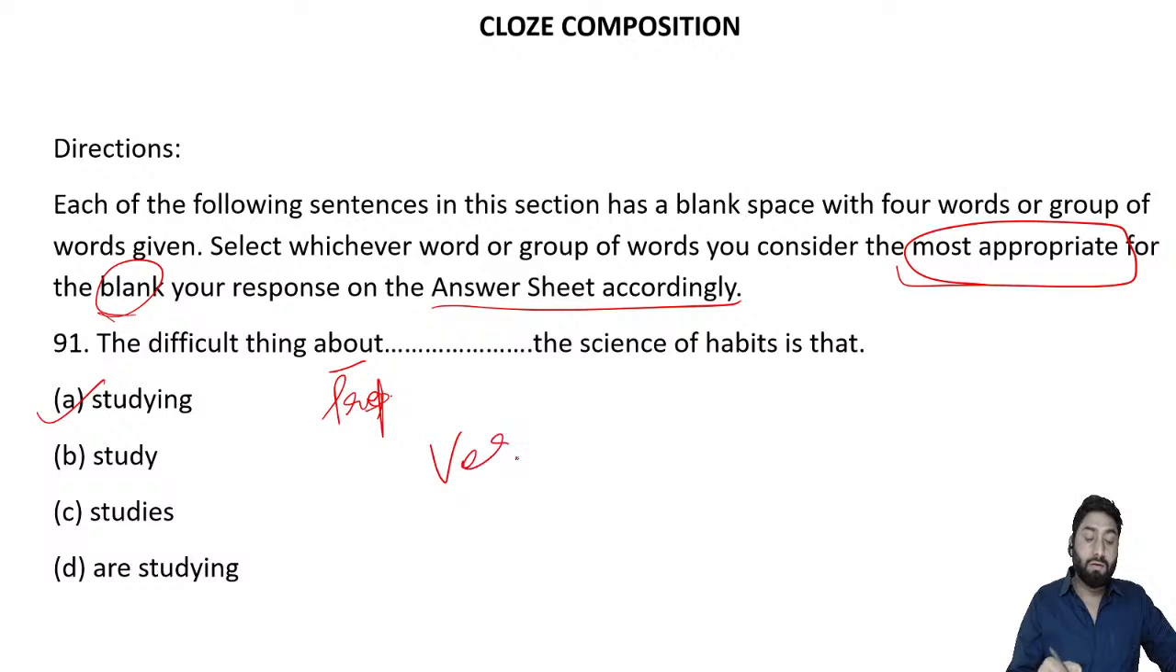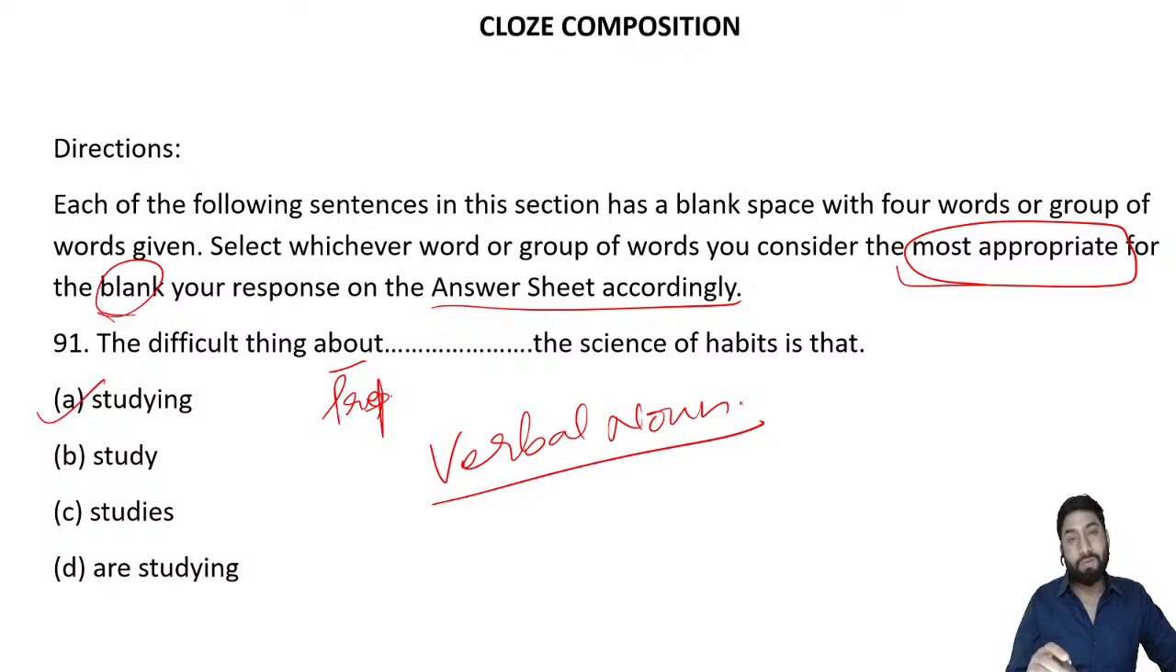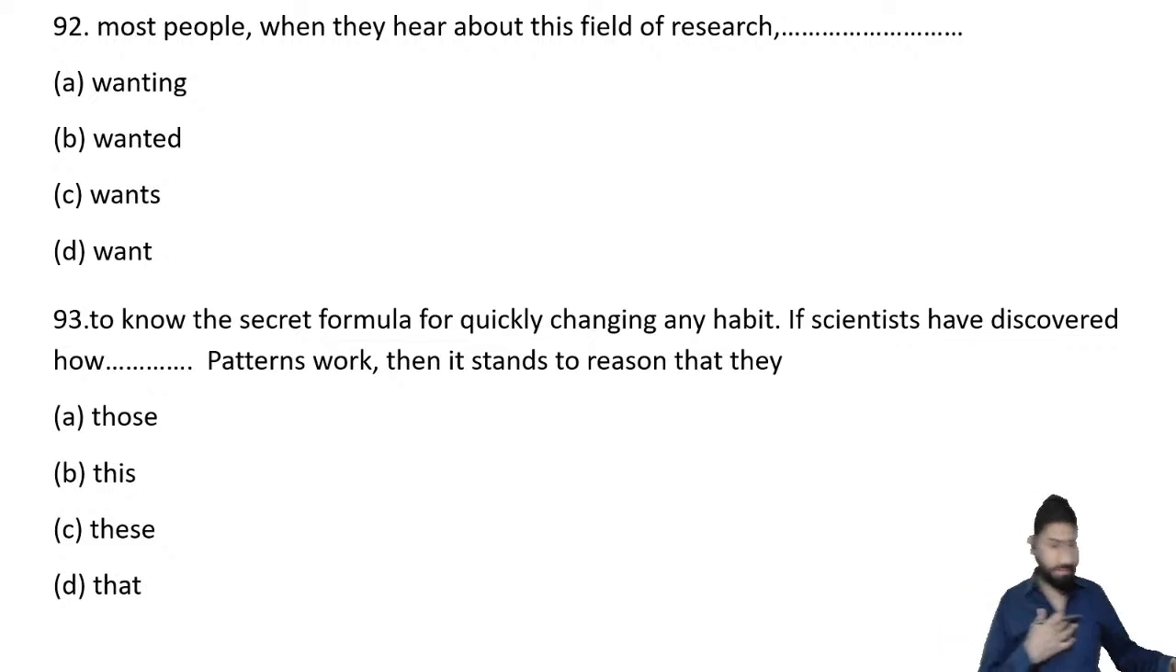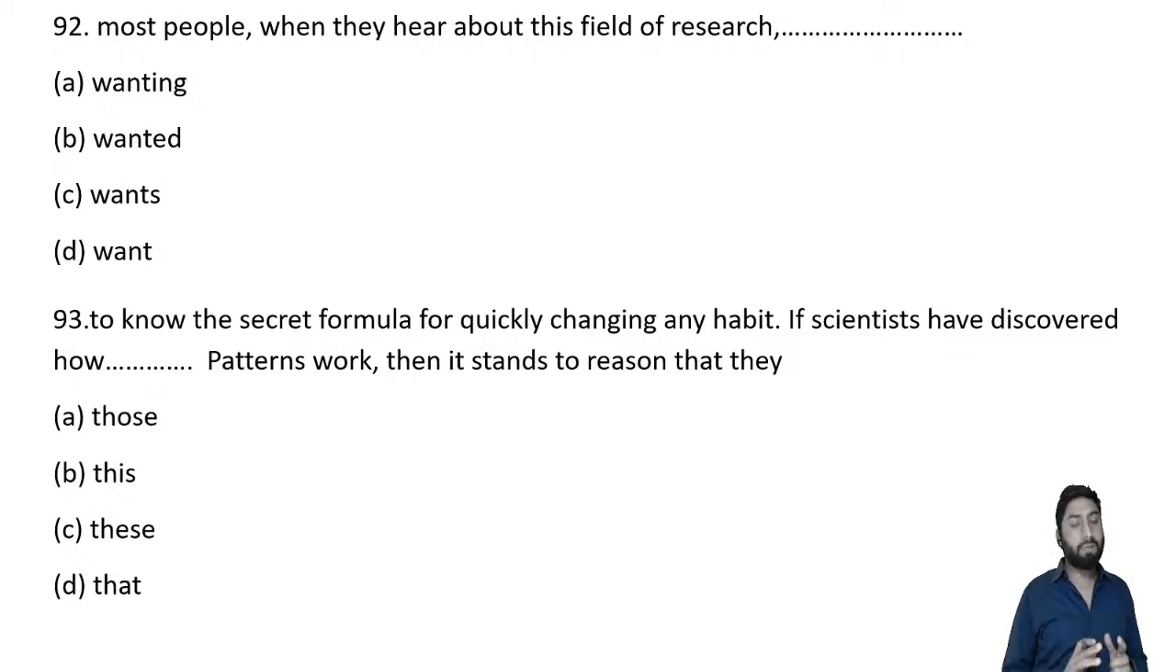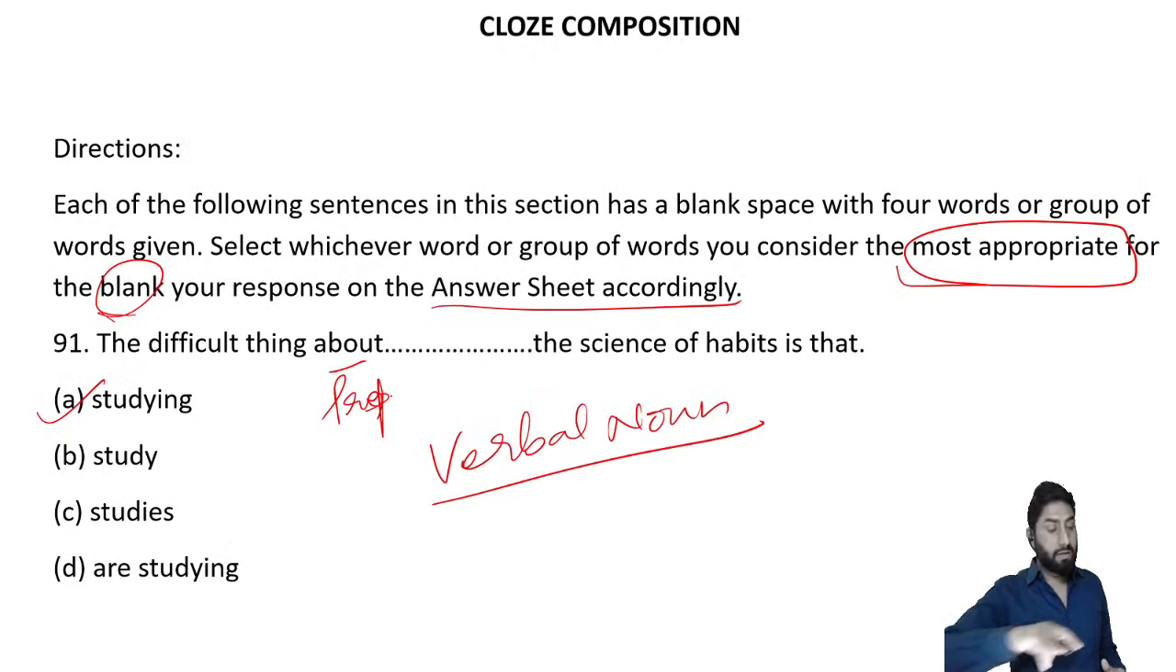verbal noun. You know that, right? The ing form, verbal noun. We're pretty much familiar with this, gerund and everything, right? So that's what you'll use here. So the difficult thing about studying the science of habits is that most people, when they hear about this field of research, wanted, wants, want. So anyway, most people, when they hear about this field of research, again we are talking in the present. Earlier also we saw the same: the difficult thing about studying the science of habits is that, present.